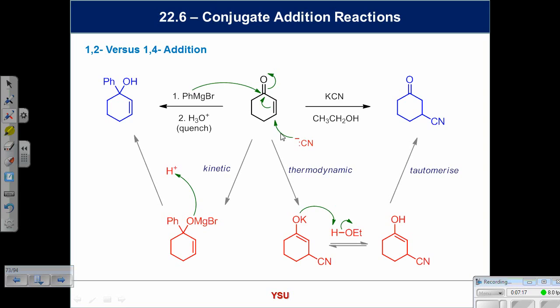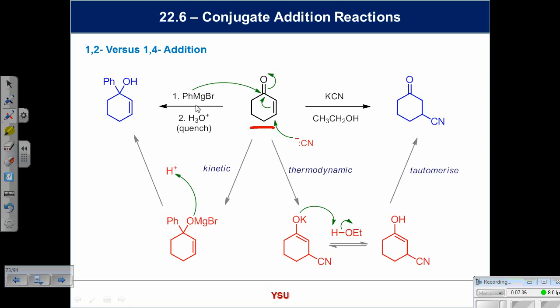So I put this slide together a while back to try and summarize the differences, and then I'll break it down into its components, and we'll do it step by step. I have two different possibilities here. I'm starting with the same enone. You see with the enone: alkene, ene, one, ketone, enone? This is being attacked in two different directions, in two different ways.